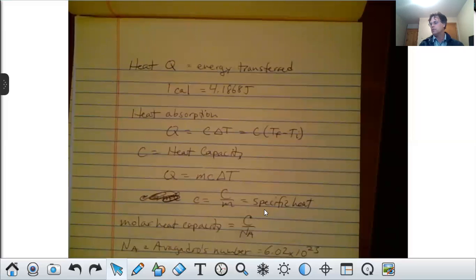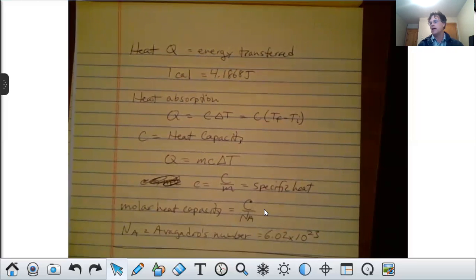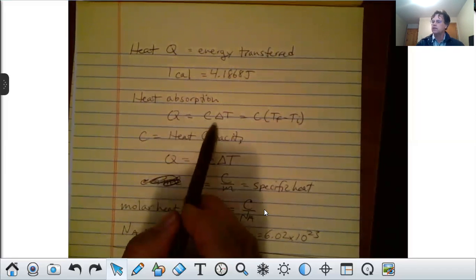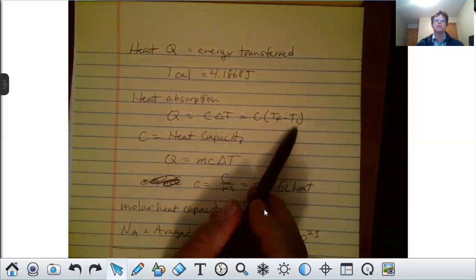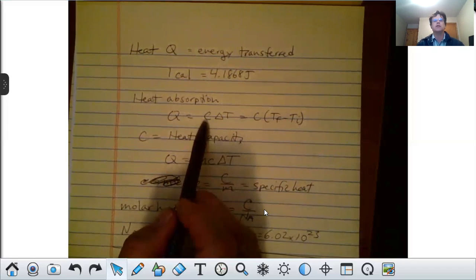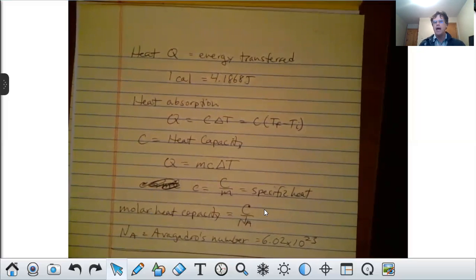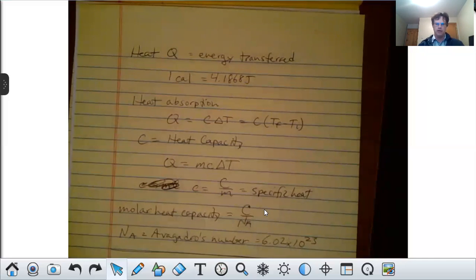Now, when something absorbs heat, for example, water or other materials, metals like that, the heat absorbed or actually transferred, because you could have water that's losing heat, but the amount of heat that is gained or lost is proportional to the change in temperature, T final minus T initial. The proportionality constant we call the heat capacity. Now, the heat capacity is going to depend on the mass. The more mass of water you have, the longer it takes to boil. You have to add more heat to change the temperature.